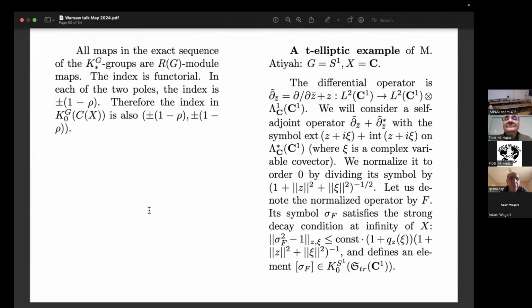So the maps are module maps, and the index is functorial. The calculation of the index at the poles is very simple because the poles are fixed points. It's plus minus 1 minus rho. So the whole index is just this one.